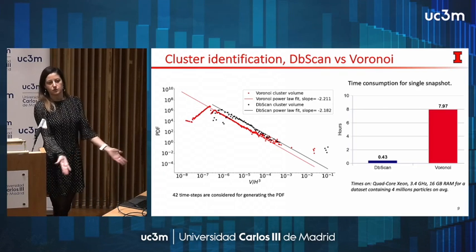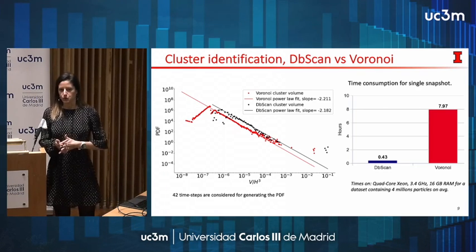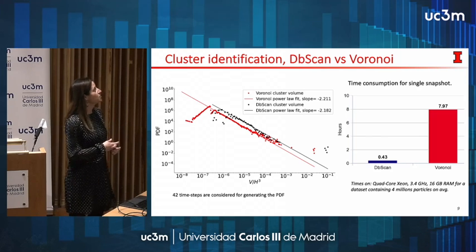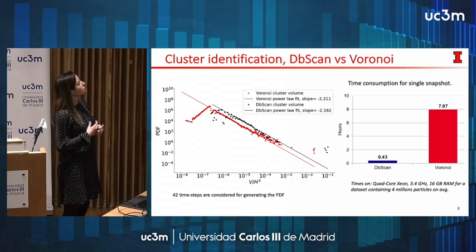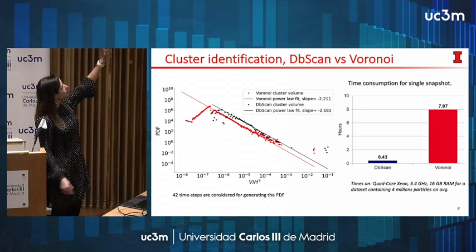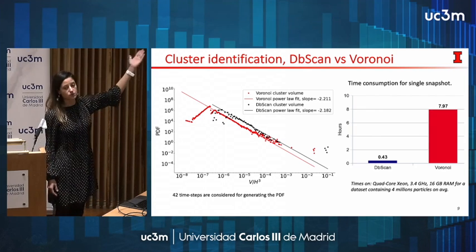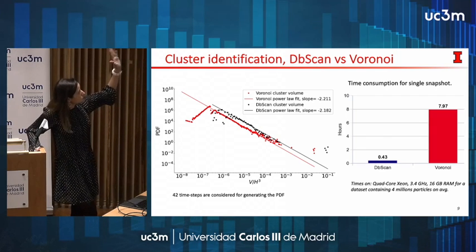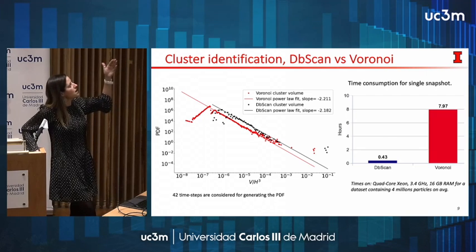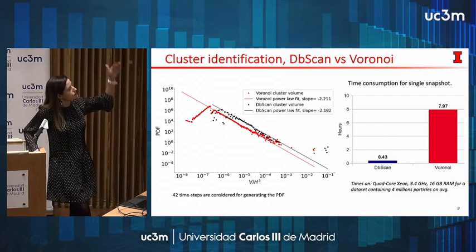Of course, this is a new method. We need to compare it with something. We need to be sure that it makes sense. So we are comparing to the standard, which is Voronoi, which is the expensive one, but okay, fine. What you're seeing here is the PDF, probability distribution function, of cluster volumes. The red is the Voronoi, so the trusted gold standard, and the black is our results from the DBSCAN.